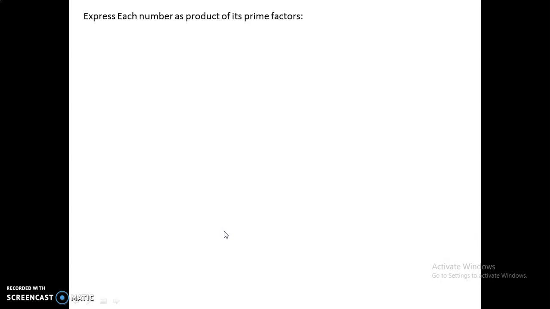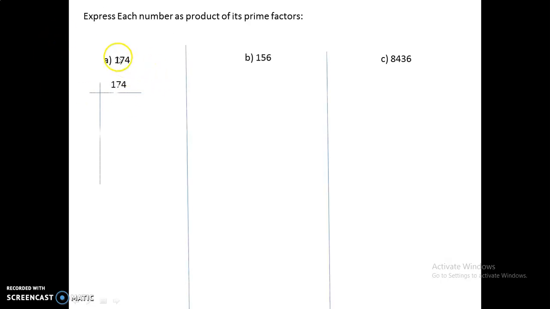Now the next topic is to express each number as a product of prime factors. So these are the given numbers. We should write all of these as a product of prime factors. The first one is 174. Since the last digit is an even number, it is divisible by 2. By dividing it by 2, the value will be 87.